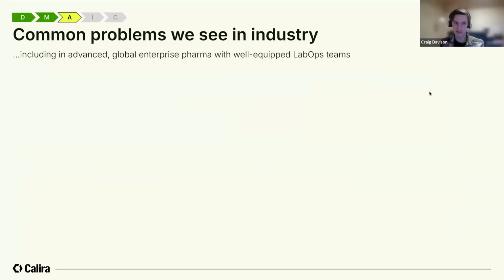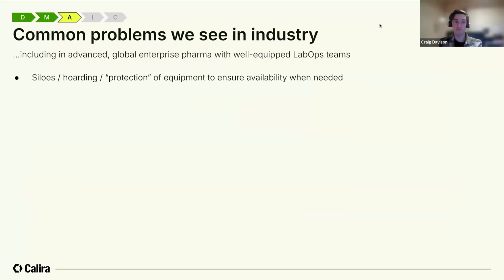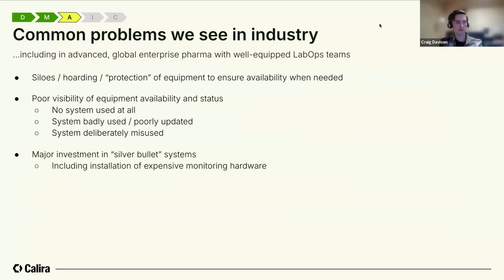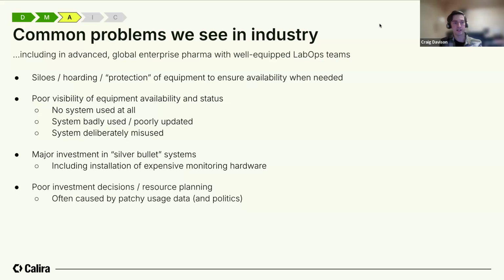When labs do this analysis, honestly, a few themes show up again and again. People hoard time because they're managing risk individually instead of collectively. Visibility across the instrument fleet is poor, so no one trusts the data. Monitoring tools get installed, but behavior doesn't actually change. CapEx decisions get made on incomplete information, and often no one has clear ownership of utilization as a system. These are real and pervasive problems that we see in R&D today, but they are solvable.